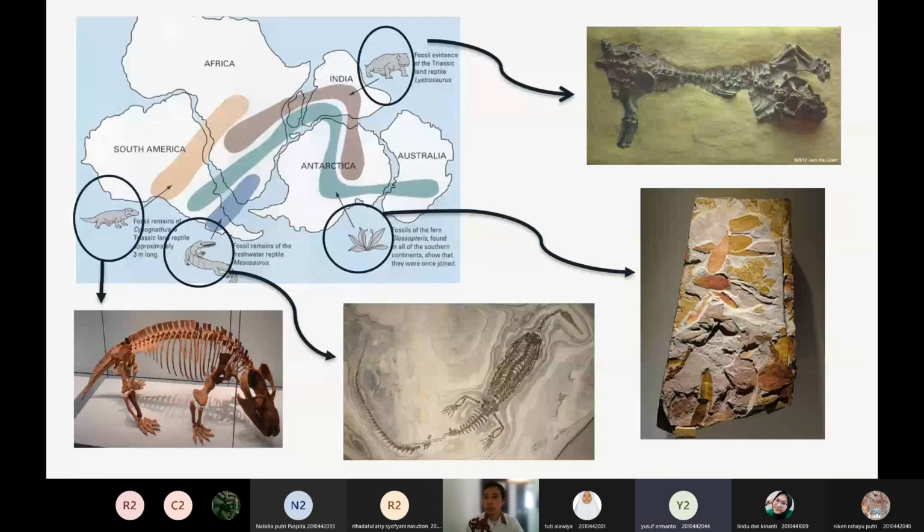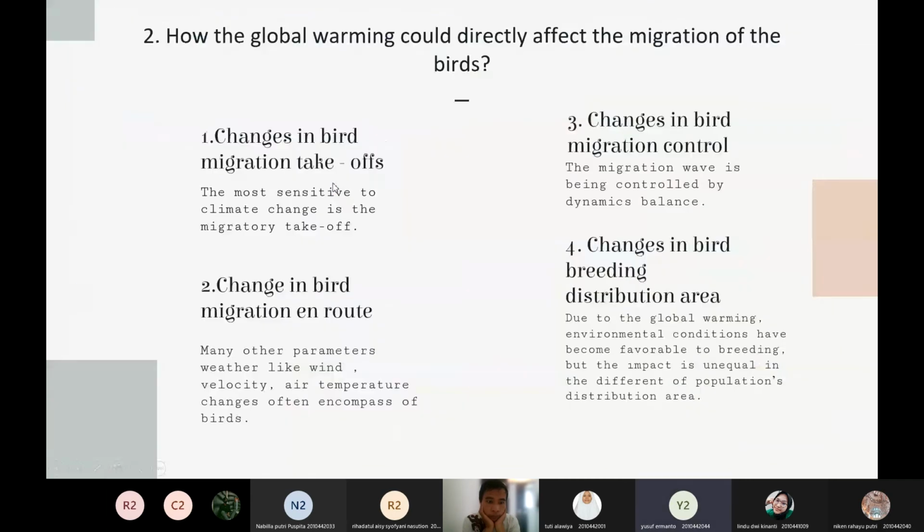So here is a map of the distribution of fossils like the land reptile Lystrosaurus, the fossil fern Glossopteris, and the freshwater reptile Mesosaurus. And here are some fossils of Cynognathus. Next slide.